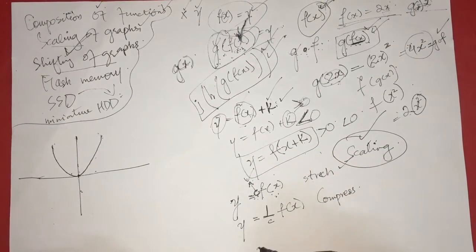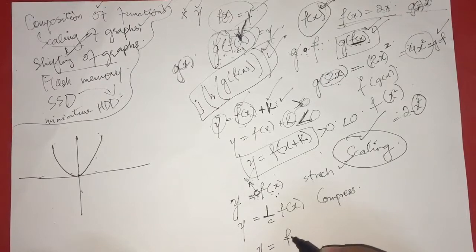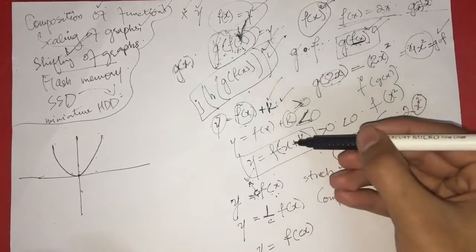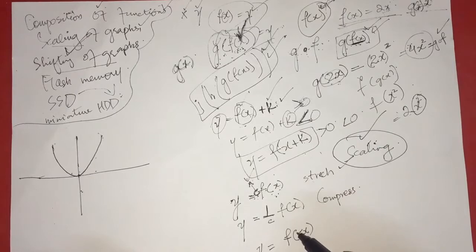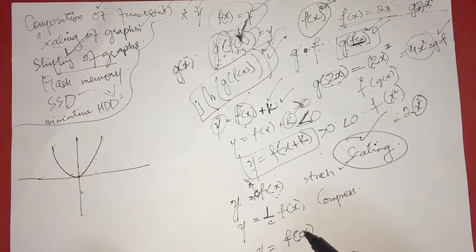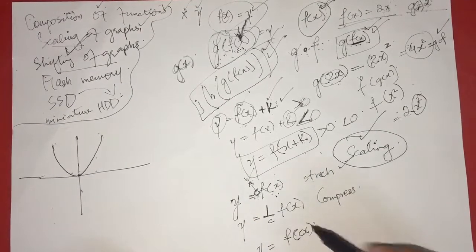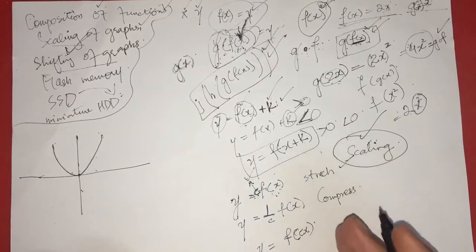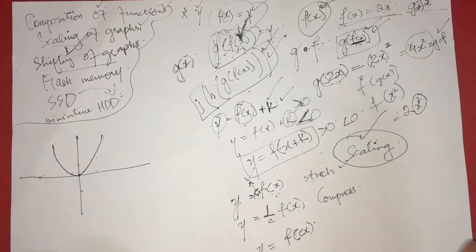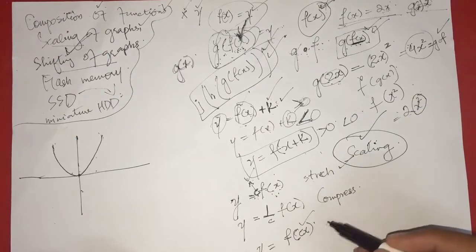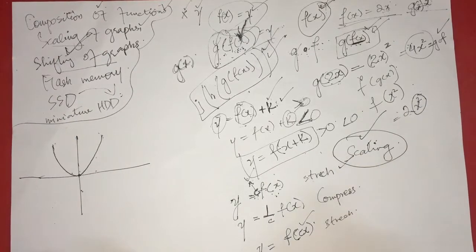And if you want to do it horizontally, you are going to take the function f of cx. Here you don't multiply the answer you get from f of x; now you're going to take the function and calculate f of cx. This is how you're going to stretch the graph horizontally, and this is f of x by c.